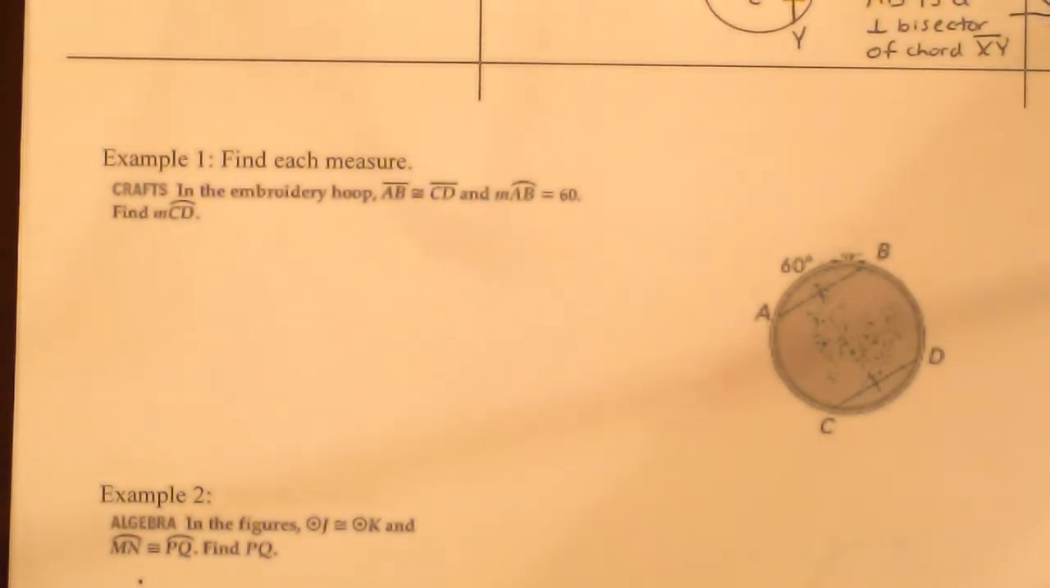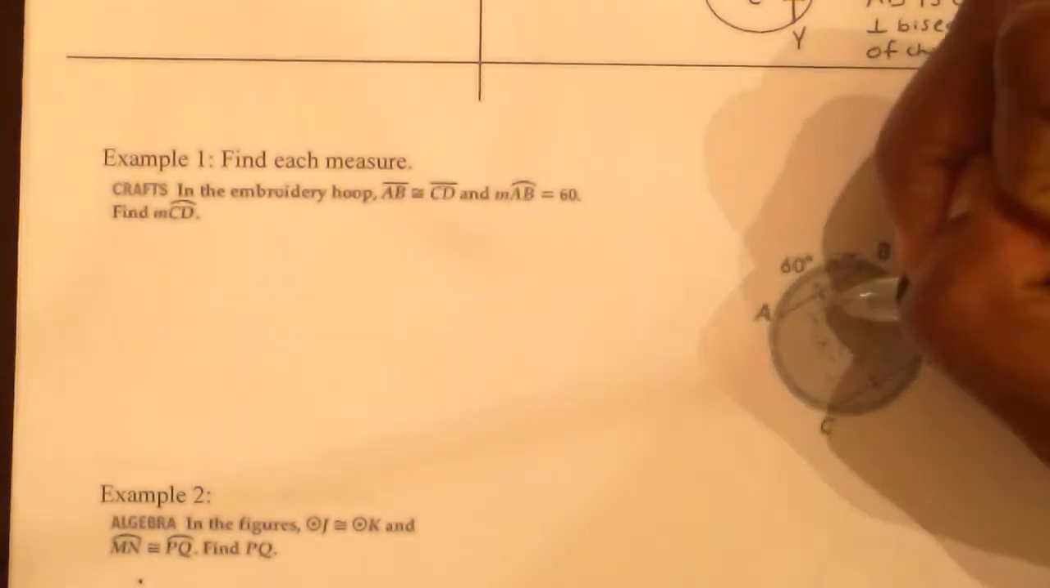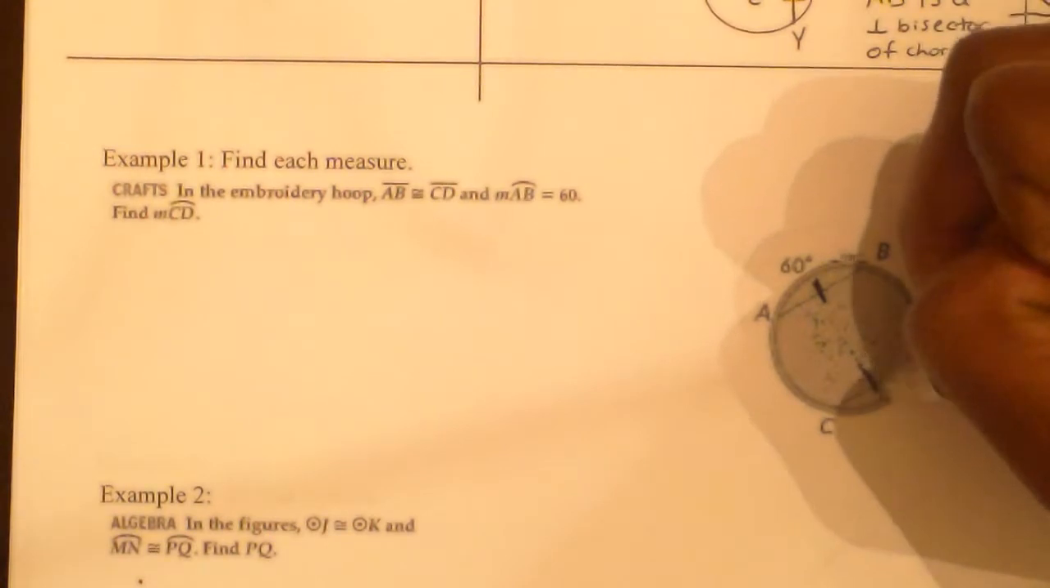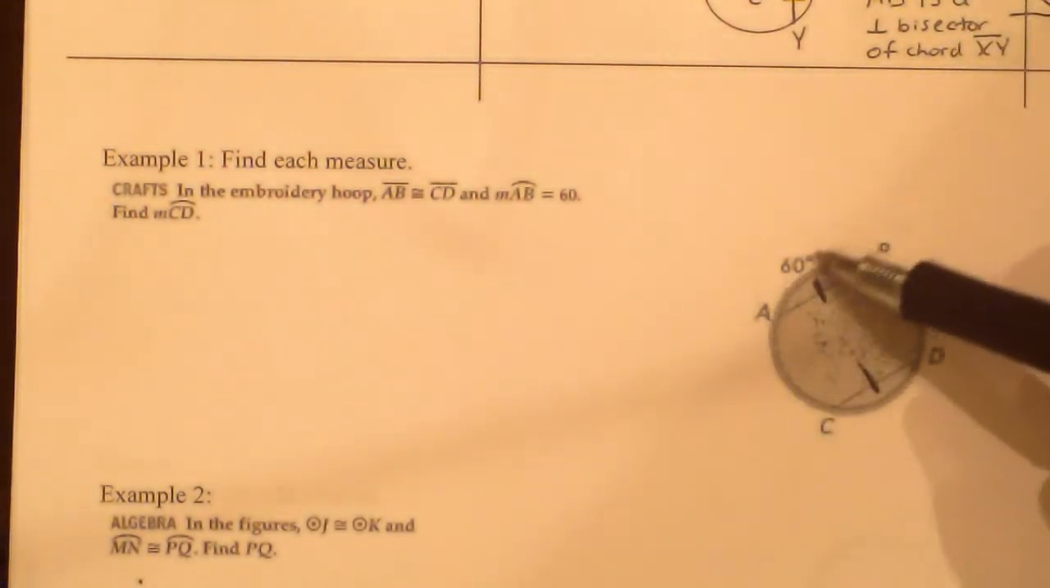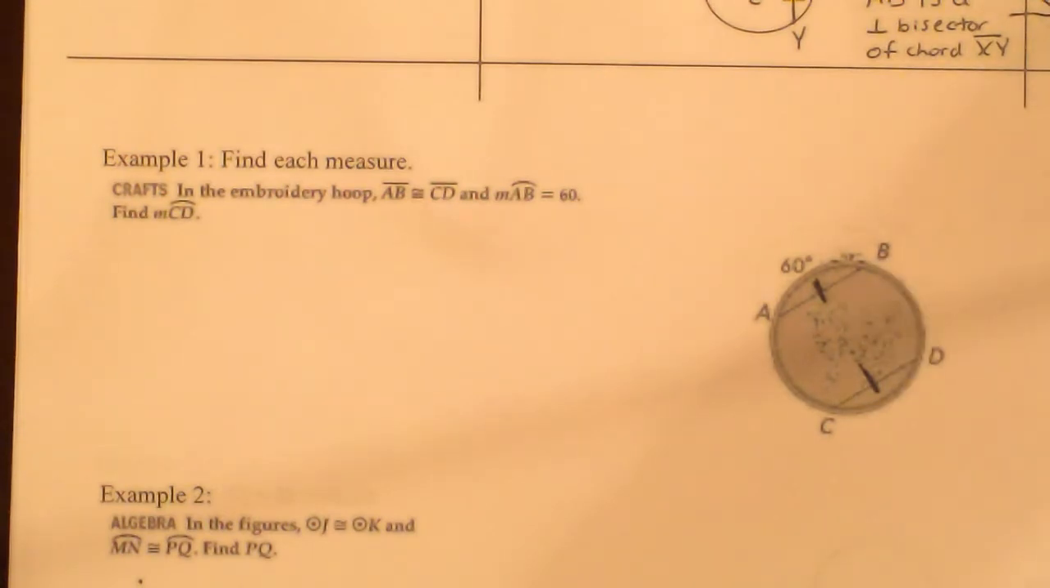In the embroidery hoop, chord AB is congruent to chord CD. And we see that on the picture. If you can't see, it has tick marks. And the measure of angle B is already labeled and it's equal to 60 degrees.